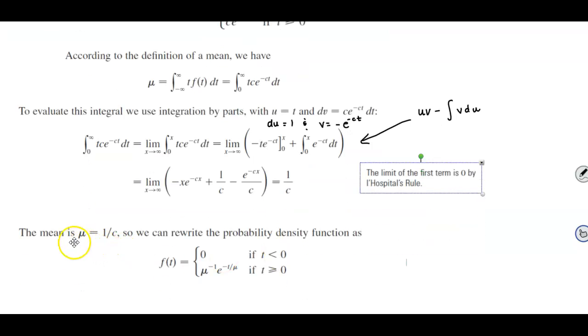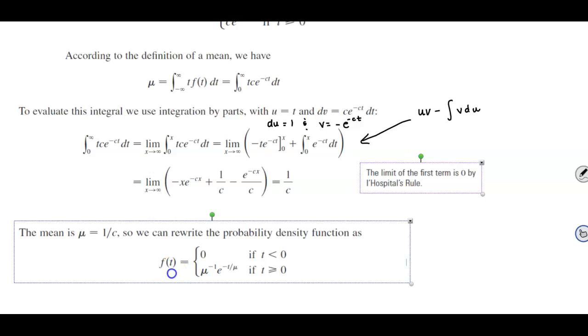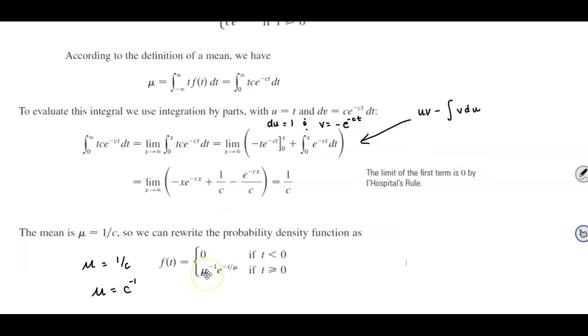And therefore, the population mean is equal to 1 over c, so we can rewrite the probability density function as the following. f of t is going to equal 0 if t is less than 0, and f of t is equal to the population mean to the negative 1 power, meaning that this is c to the negative 1. So we're saying here that mu is equal to 1 over c, which is c to the negative 1. And so therefore, this is going to equal mu to the negative 1, e to the negative t over mu, if t is greater than or equal to 0.